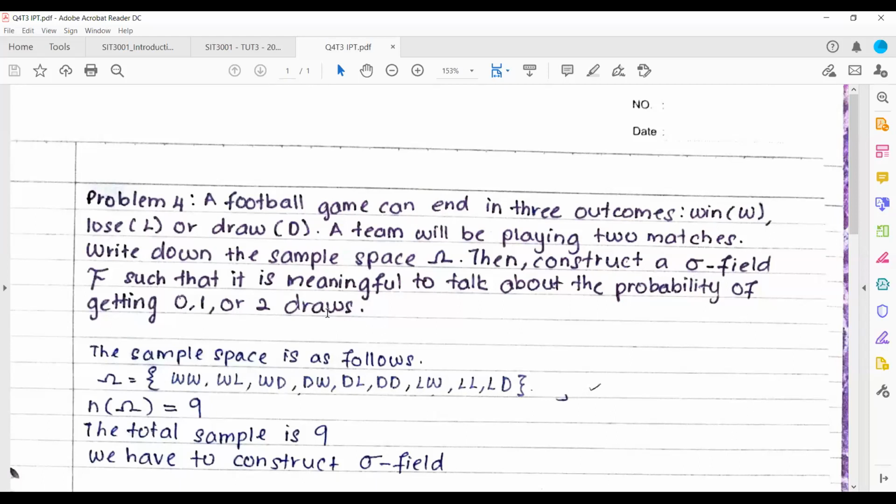From the question, we know that suppose a team will be playing 2 matches, then the sample space is equal to WW, WL, WD, DW, DL, DD, LW, LL, and LD. And the total number of the sample space is equal to 9. So now we have to construct the sigma field.